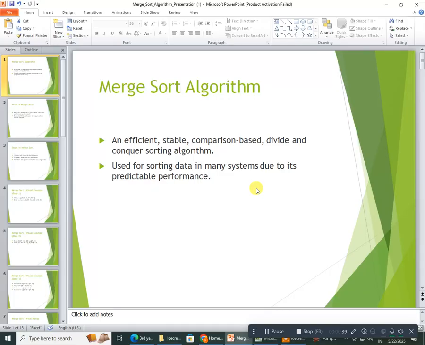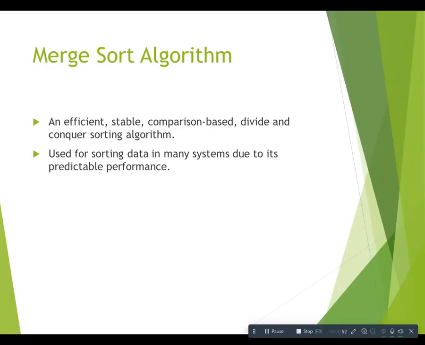So let us just check out the definition of merge sort algorithm. It states that it is an efficient, stable, comparison based divide and conquer sorting algorithm. So it's an efficient algorithm because it divides a larger problem into smaller sub problems, and it's stable also, and comparison based because we are comparing. When we are dividing a large problem into smaller sub problems, we are comparing them and solving them recursively. Okay.